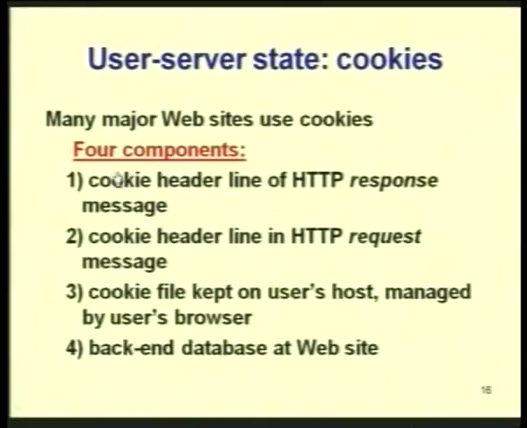So, the 4 components of a cookie are like this. There is a cookie header line in the HTTP response message. Similarly, there is a cookie header line in the HTTP request message. We will just look at the difference between these two. And the cookie file is kept on the user's host and is managed by the user's browser. And there is a back-end database at the website which uses this cookie information to retrieve all the details that are specific to that particular user. So, you use the cookie to index into the database and get all the required information. This is how cookies are used to maintain user server state.